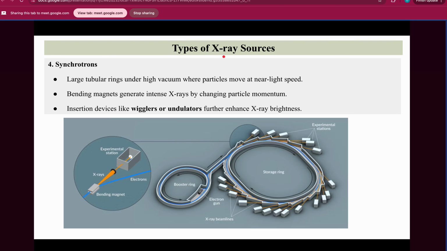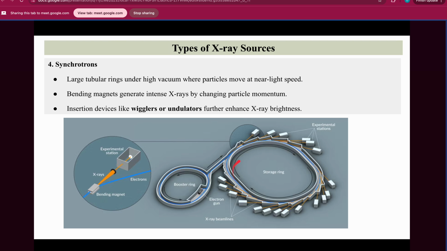And then come synchrotrons. These are also a type of X-ray source. After the home source, the synchrotrons have come up. These are large tubular rings which are under high vacuum, where particles are moving at near the speed of light. And the bending magnets generate intense X-rays. So in this system, to generate or intensify the X-rays, there are some bending magnets.